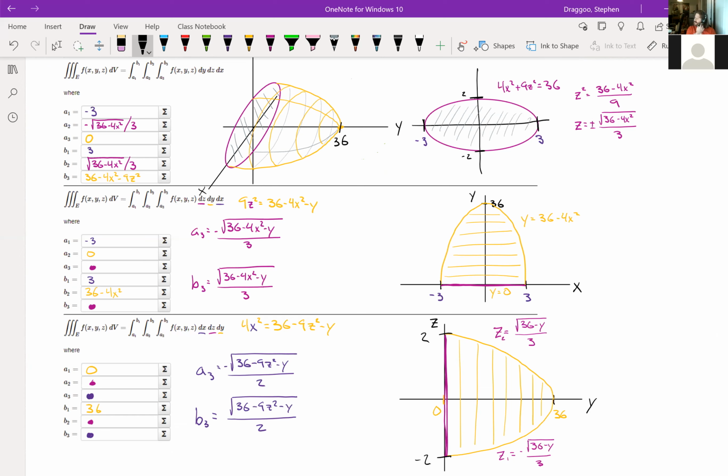Also looks like I maybe should have shrunk that last graph down a little bit if I was trying to keep it to scale, but oh well. It's the thought that counts, right? Hopefully. All right.